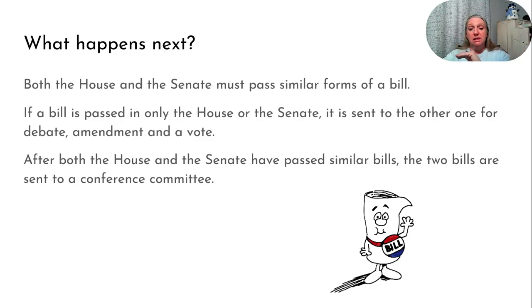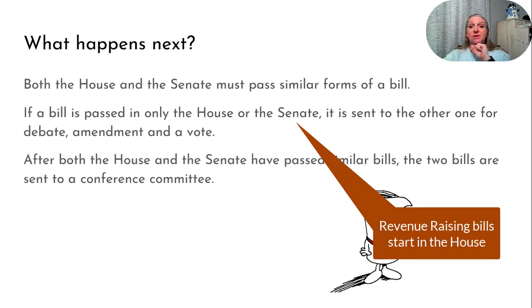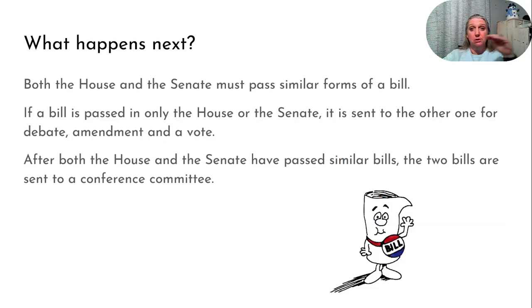The only stipulation is if it is a revenue raising bill, it must start in the House first. Okay, revenue raising bills must start in the House first. So if we're talking tax, anything to raise money for the federal government must start in the House. Write that somewhere next to this part.